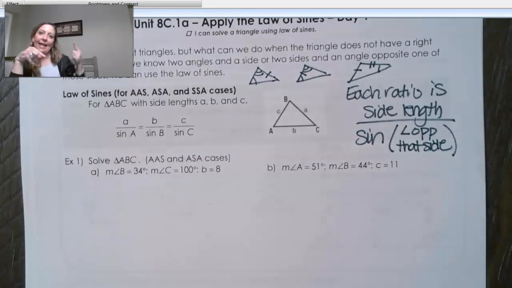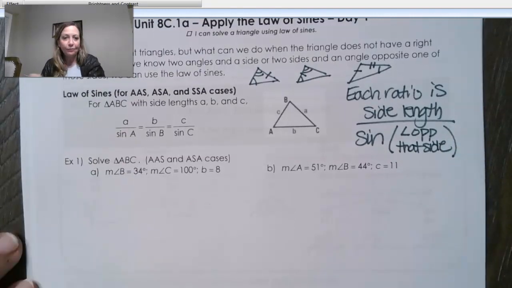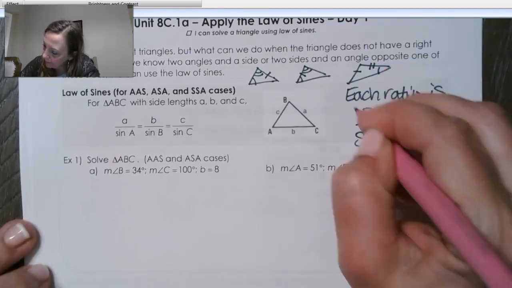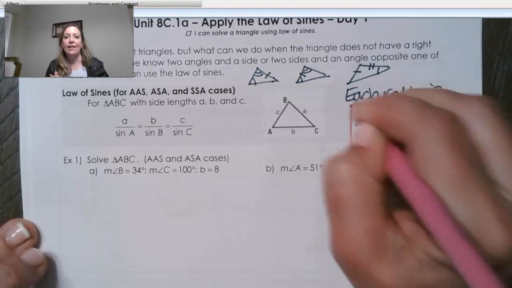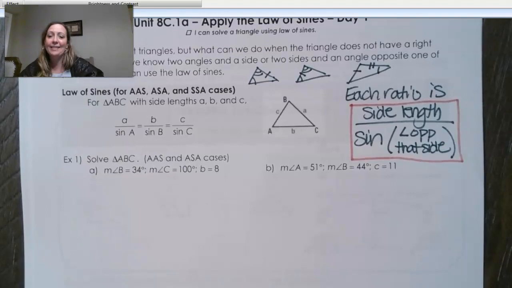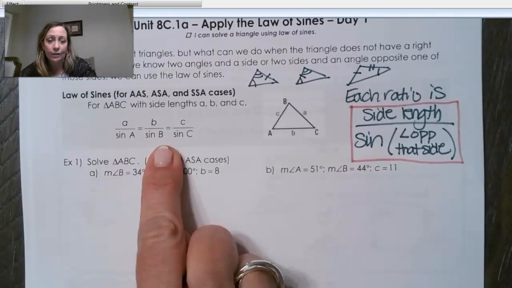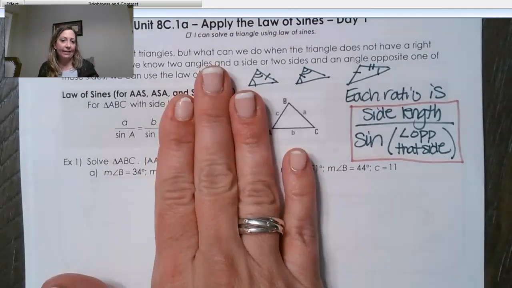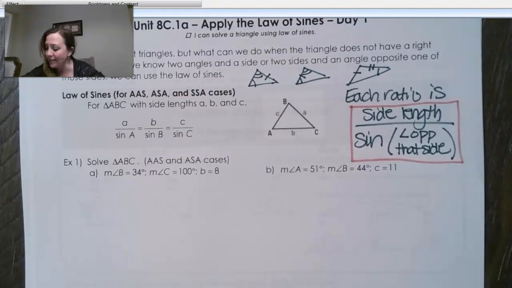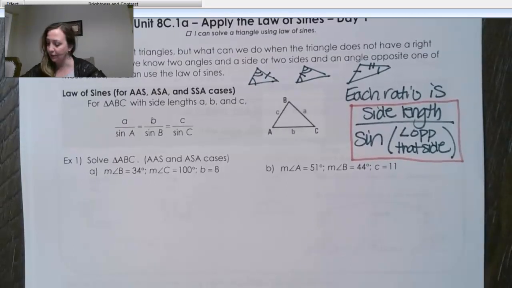So if we have a side and an angle opposite that we know, we have enough information to set up the law of sines. This is our big idea: the ratio is the side length over the sine of the angle opposite that side, and that's what we're going to use to set up our proportions. We're not going to use all three at once. We're just going to use two of them and go from there. So example 1 says to solve triangle ABC, and today we're going to focus on angle-side and side-angle cases.